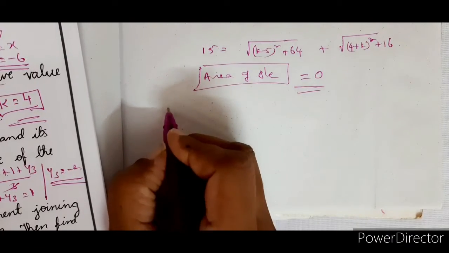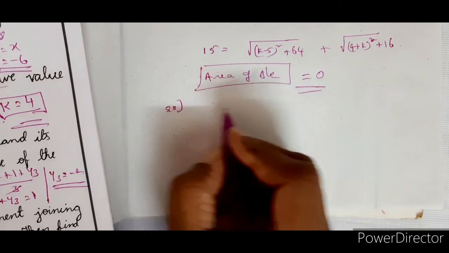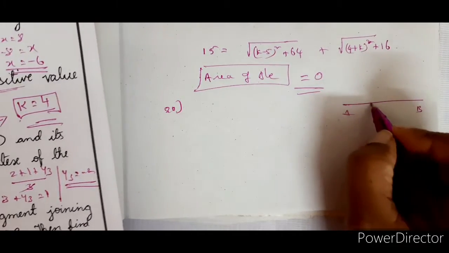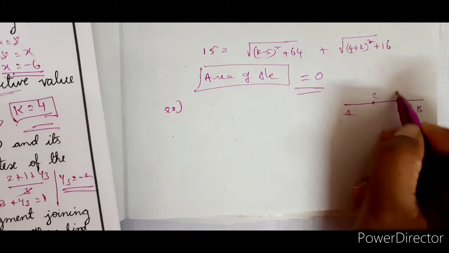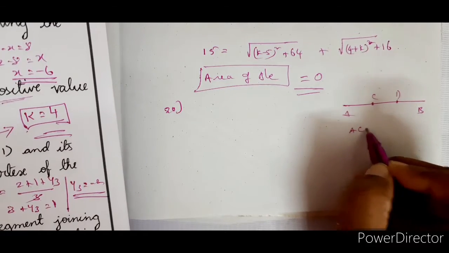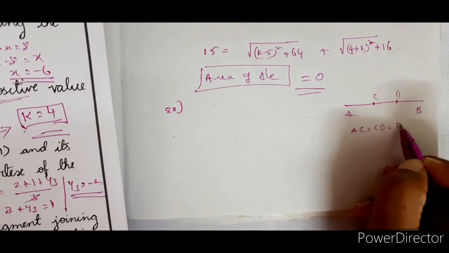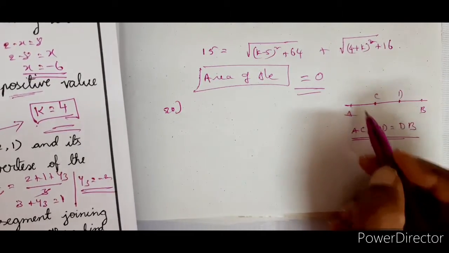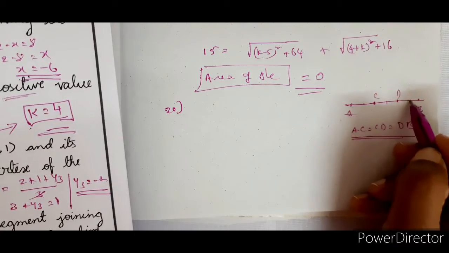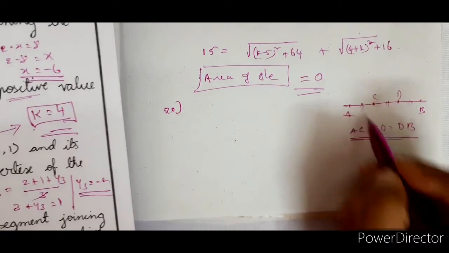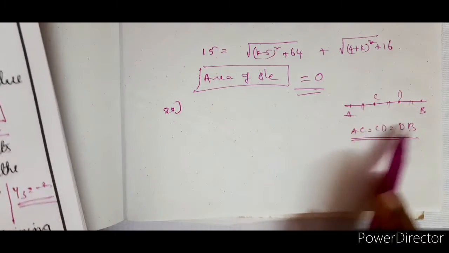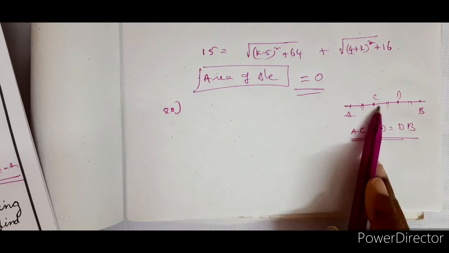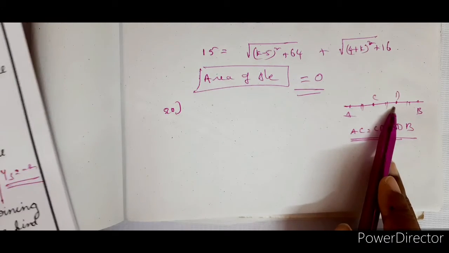Alright, so now problem number 20. Here, if you understand the problem, you can imagine that A and B are the points like this. There are 2 points C, D, such that AC = CD = DB. That means a line segment is divided by 2 points into 3 equal parts. That means C and D are points of trisection.